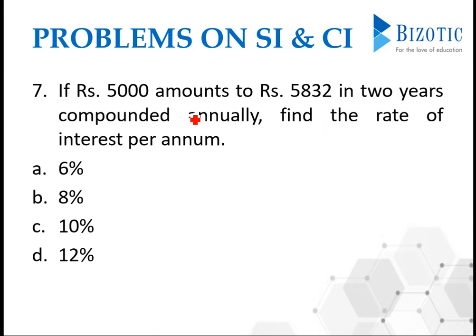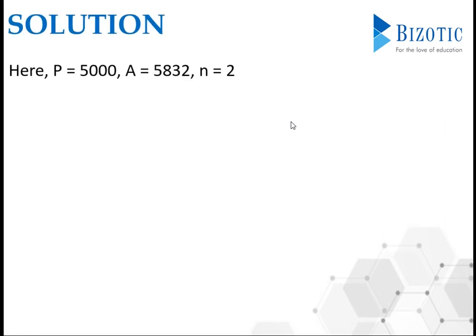There are two ways of finding this. One is you have the principal amount 5,000 and the total amount, where A is equal to compound interest plus P, and you can find out the compound interest. Or, if you subtract 5,000 from 5,832, that itself will give you the compound interest, 832. You can calculate in whichever way is convenient. So let's have the solution now.